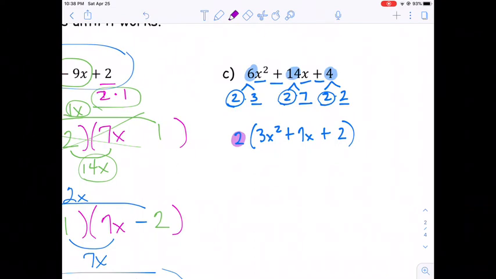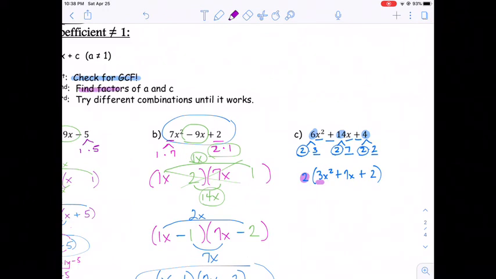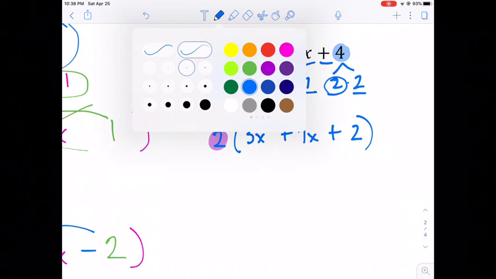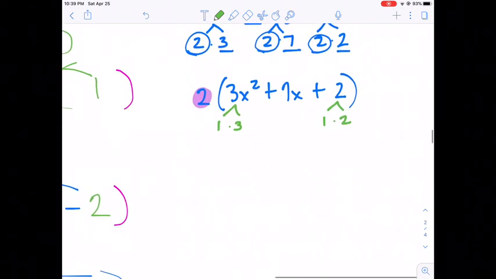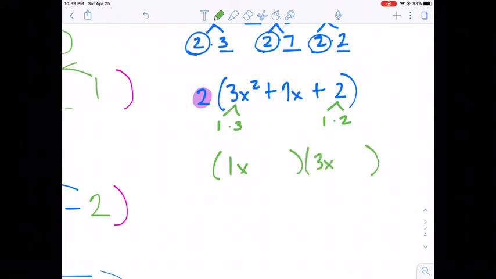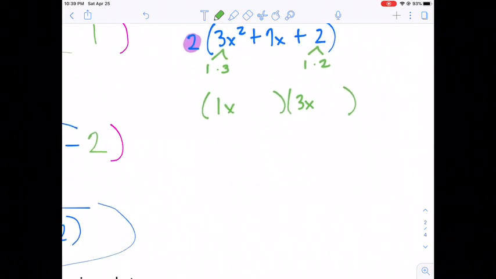As I look at the polynomial that's left in the parentheses, I see that I do not have a leading coefficient of 1. So I'm going to have to use the same process of finding the factors of A and C. The factors of 3 are 1 times 3. The factors of 2, 1 times 2. So I can begin with 1x times 3x. That'll give me my 3x squared. But I'm going to write it twice because I have two options.